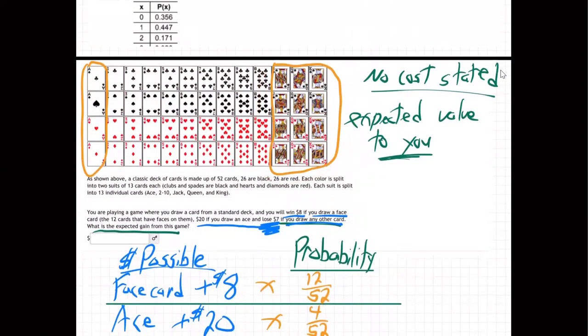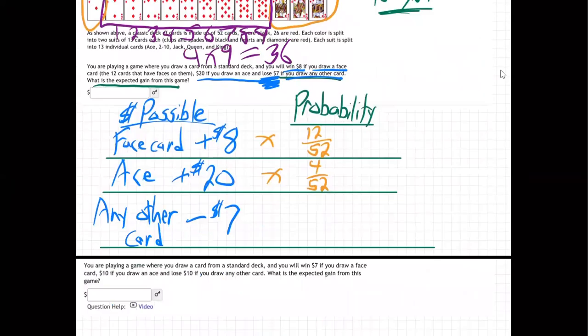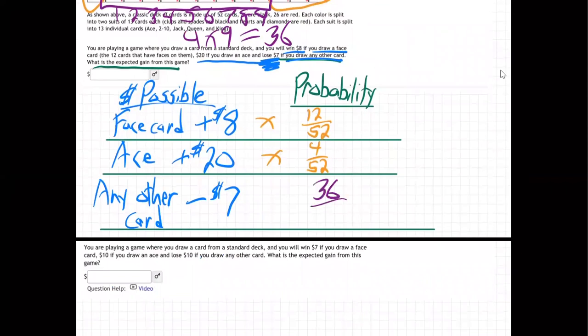Well, that's all the rest of the cards. How many cards is that? All of these cards, if you add them up, it's 1, 2, 3, 4, 5, 6, 7, 8, 9. 4 times 9, 36 other cards, huh? 36 other cards out of 52.